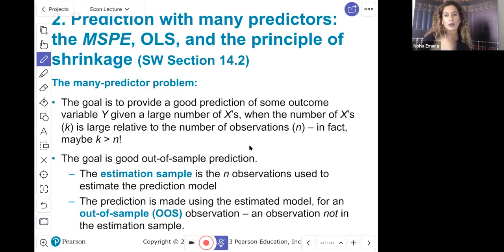It's always the case that OLS will not be able to estimate a model when K is greater than N, when the number of x's is greater than the number of equations. In this situation, you will not be able to use OLS. But we have other options, which we're going to talk about in this topic.